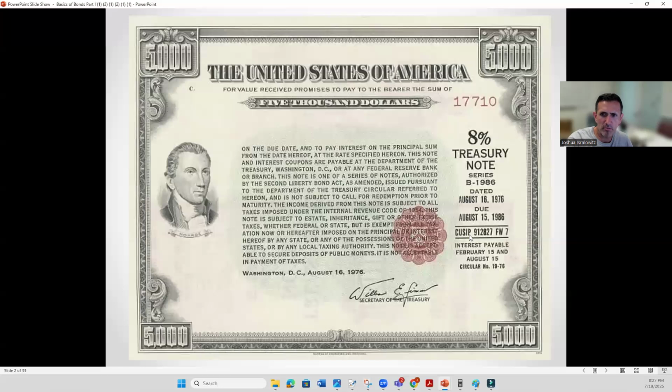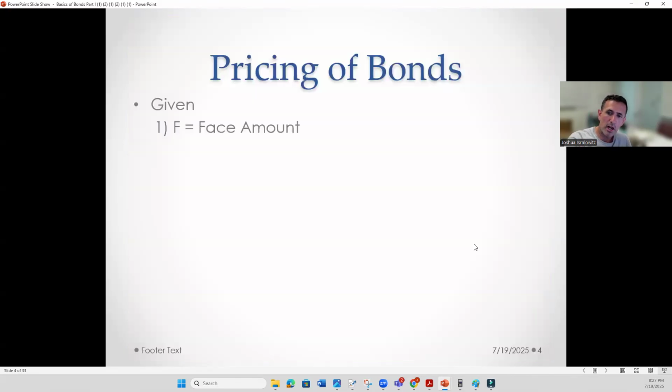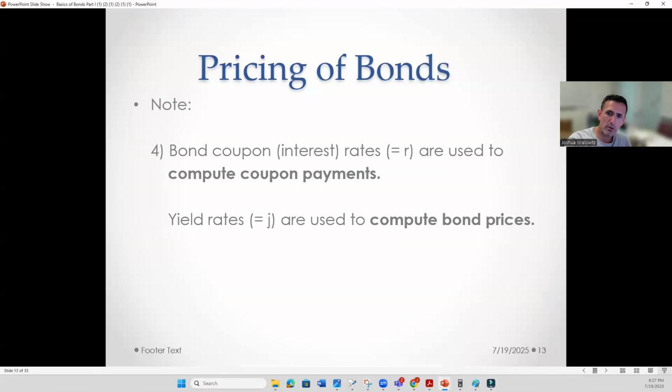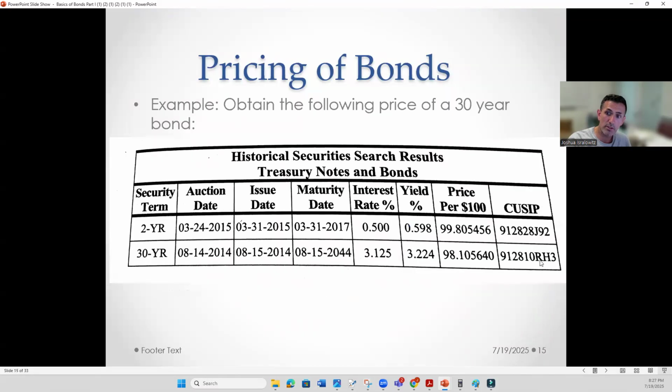So what's the CUSIP? Technically, I don't know what that acronym stands for, but it's basically like a serial number. It's like a name. So this bond has a name. It's kind of like a firearm. All legal firearms have serial numbers. This is like the serial number, so you can look it up. And this bond here was issued by the U.S. government. This is the serial number.